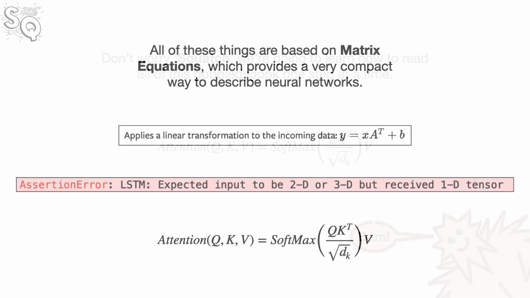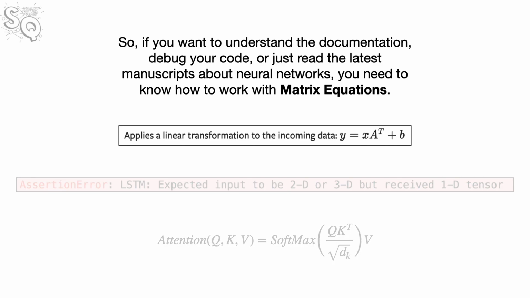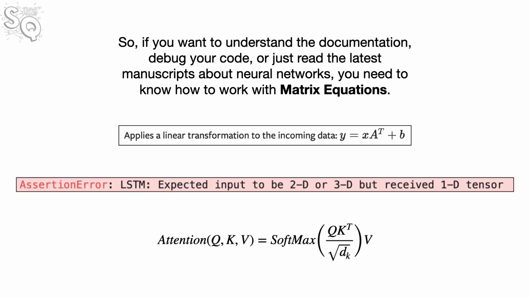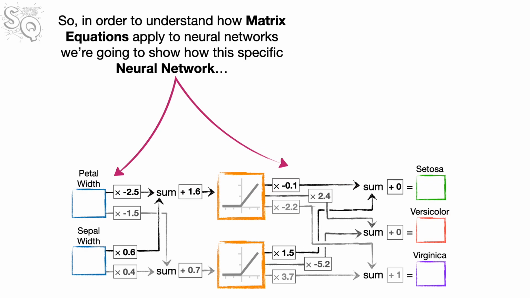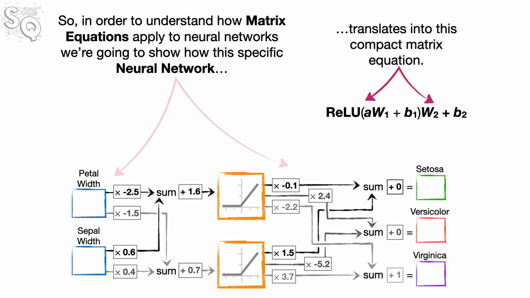Bam! All of these things are based on matrix equations, which provides a very compact way to describe neural networks. So, if you want to understand the documentation, debug your code, or just read the latest manuscripts about neural networks, you need to know how to work with matrix equations. So, in order to understand how matrix equations apply to neural networks, we're going to show how this specific neural network translates into this compact matrix equation.